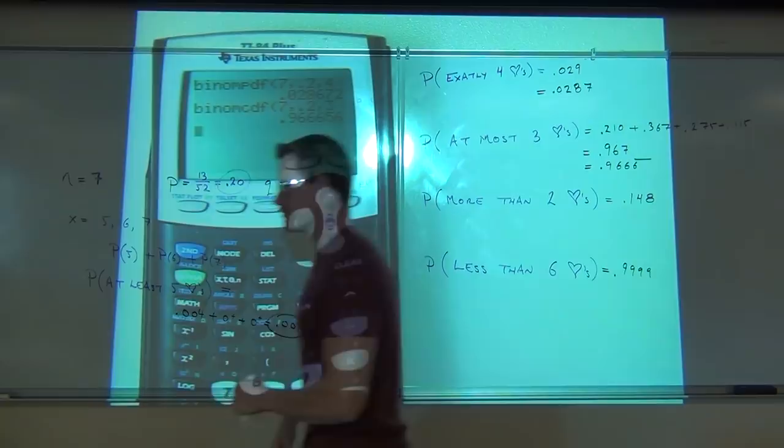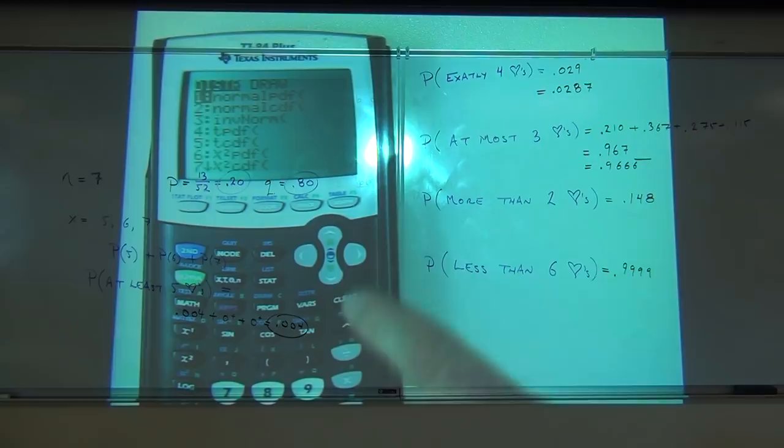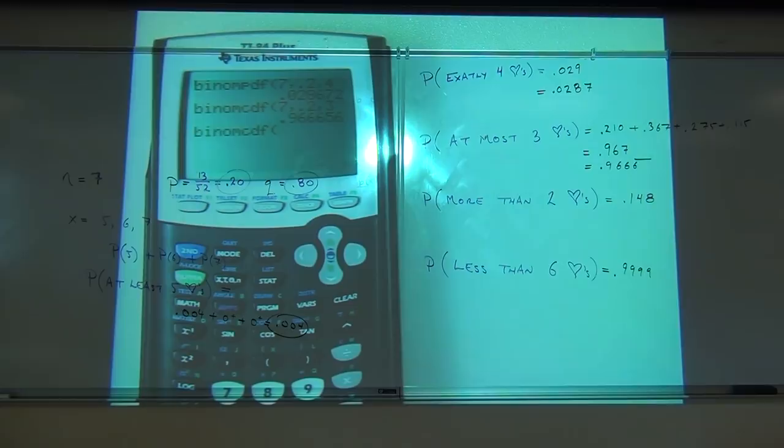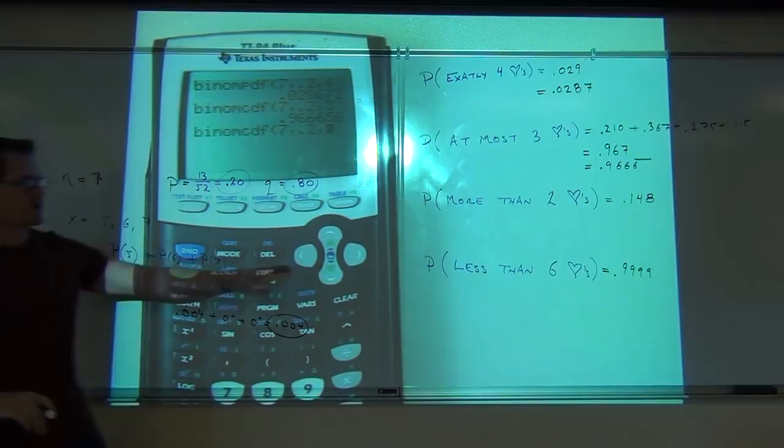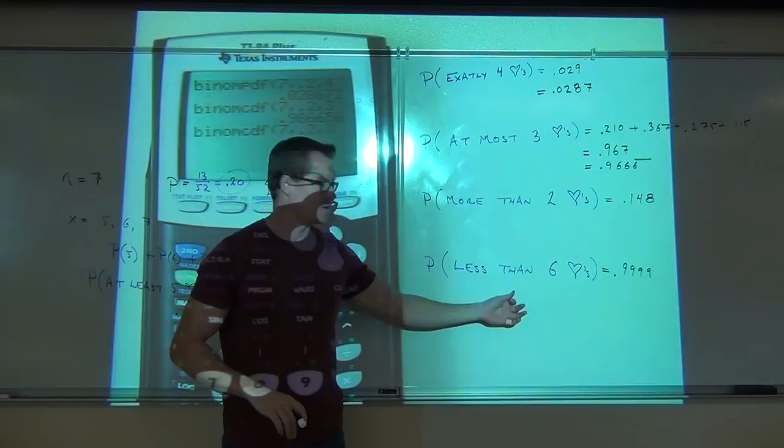So when you do this one, you got to go back to your distribution every time. We're still on the CDF, but I want you to watch what I'm going to do here. If we're going to do less than 6, be smarter than your calculator. Your calculator doesn't really know what you mean. You gotta be smarter than the problem and your calculator. You gotta know that what I'm really talking about is 5 or less, including the 5. Less than 6 is 5 or less.